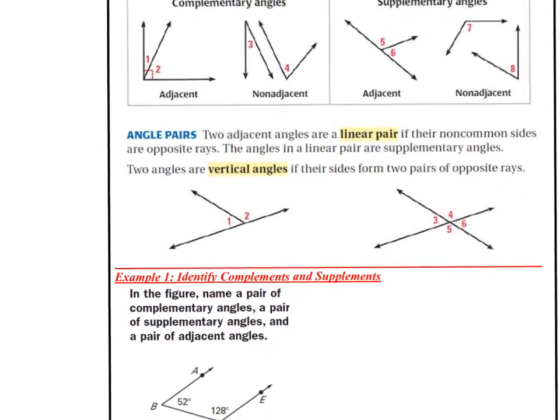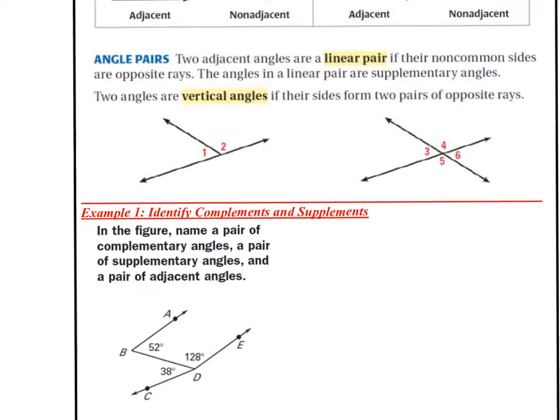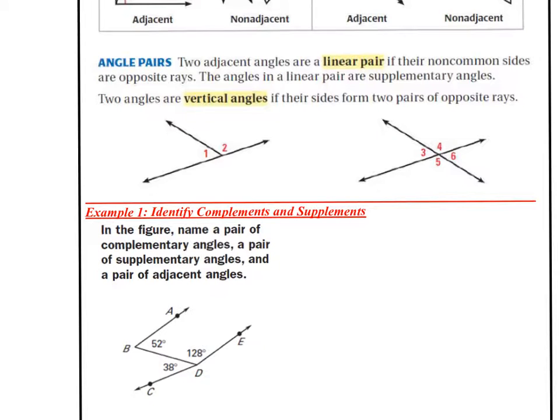So a few more vocab words. We have that two adjacent angles are a linear pair if their non-common sides are opposite rays. It seems like a complicated definition. To me, a linear pair are two angles that make a straight angle, or they make a line. They're a linear pair. So I'm going to write above that, two angles that make a line.